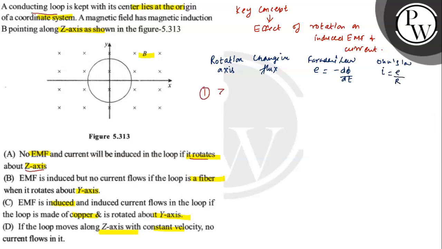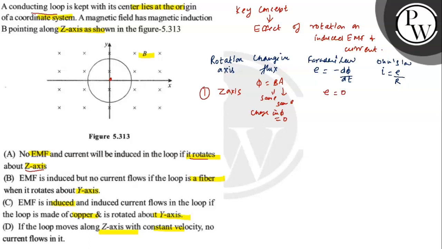If the loop rotates about the z-axis, we know that z is at the center, and we will calculate the change in flux. We know that phi is equal to B dot A. It depends upon area and magnetic field. Here, the magnetic field is the same and the area is also the same. That means the change in flux is 0. So, induced EMF is also 0 because it depends upon the change in flux.